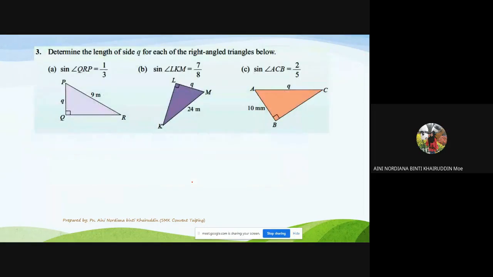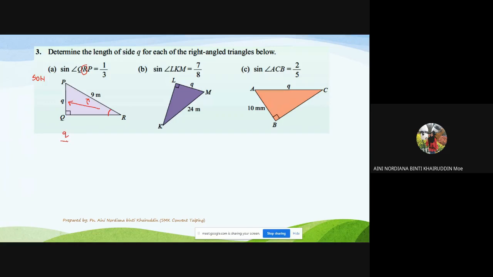Okay, next question number 3. Determine the length of side Q for each of the right angle triangle below. Okay, first you have to identify this angle. This is R, so the angle is at R. So sine is SOH, opposite over hypotenuse. So you can write like this.